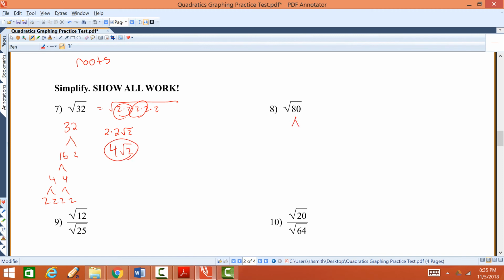Okay, this one, let's look at this one. Probably 4 times 20, 2, 2, 4 times 5, 2, 2. So this is going to be 2 times 2 times 2 times 2 times 5, doubles, doubles. So 2 times 2 times square root of 5, 4 square root of 5 is our answer.